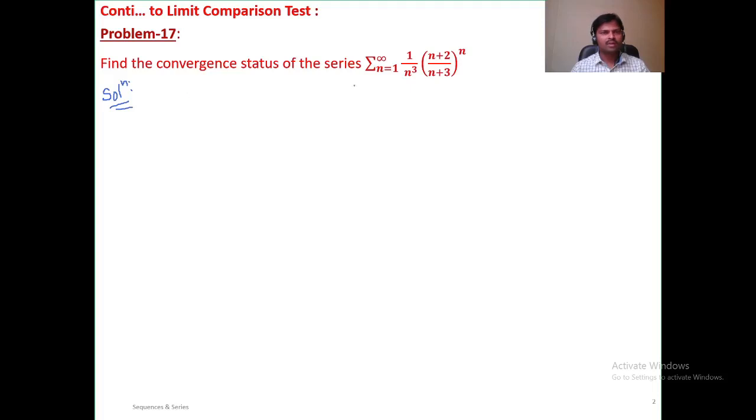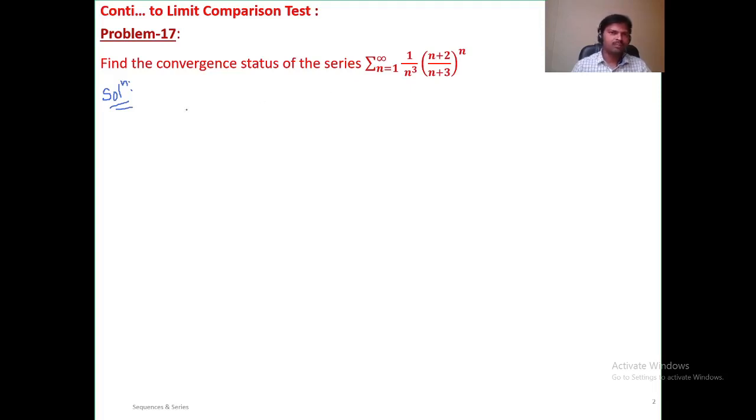If it comes in exam, what to do? That's why you have to practice all the tests one by one. You have to verify. If the first test fails, for example geometric series fails, then go to the next test, like that. You should have a complete grip on all the tests.